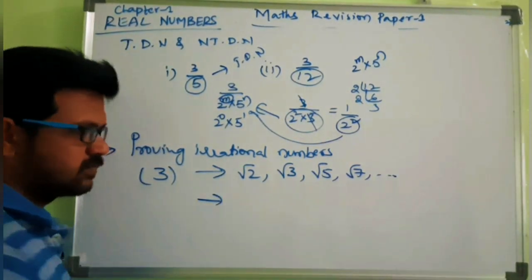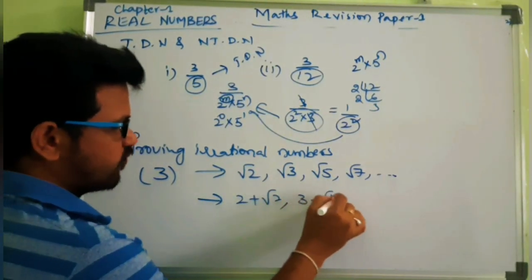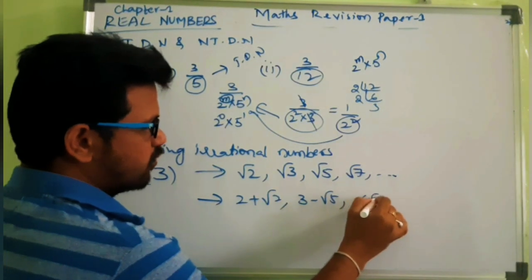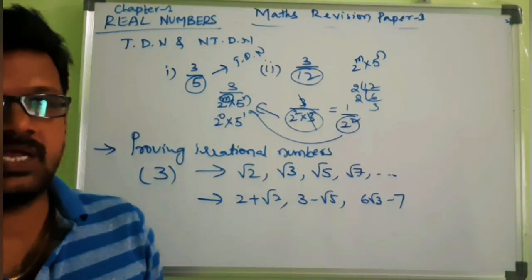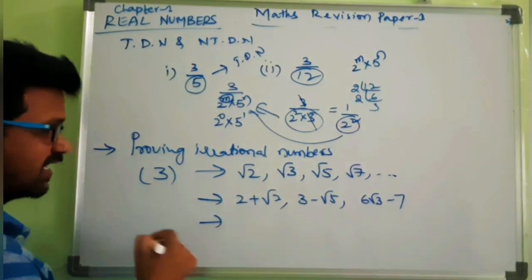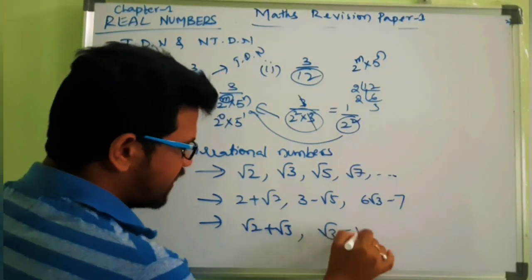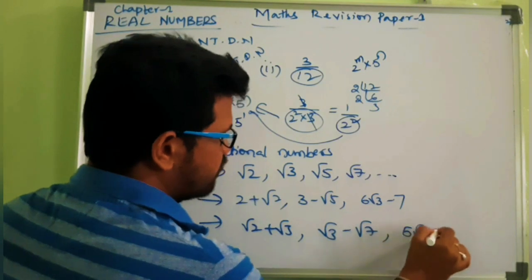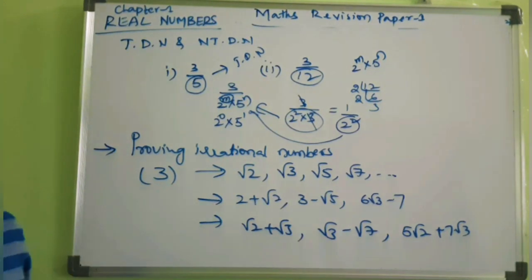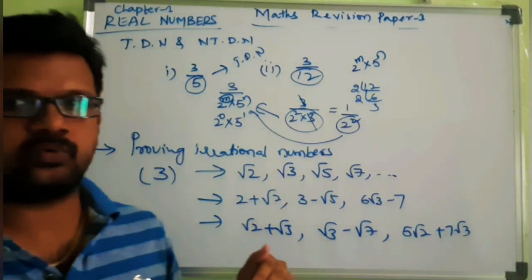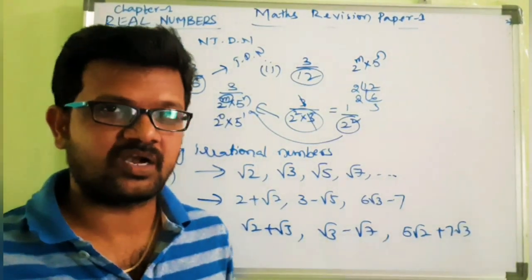Next type: 2 plus root 2, 3 minus root 5, 6 root 3 minus 7, like this. These we have to prove as irrational numbers. Another type, the third one, is root 2 plus root 3, root 3 minus root 7, 5 root 2 plus 7 root 3. This is the third type. So these all we have to prove as irrational numbers by using the method of contradiction, right?